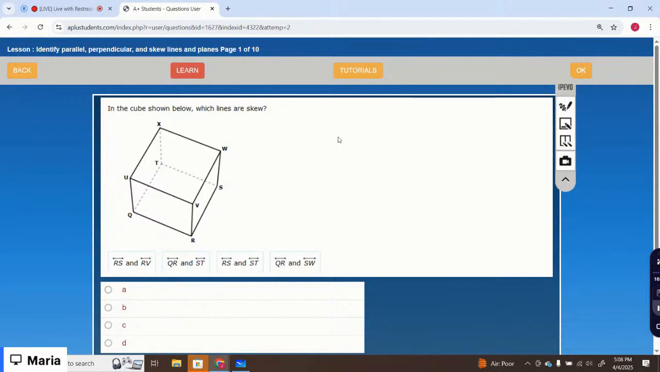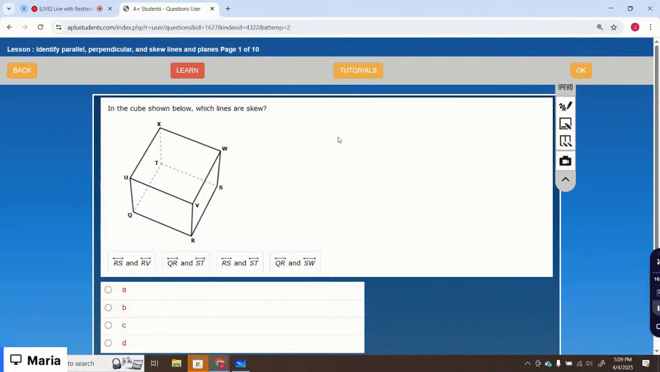RS and RV. No, RS and RV are the intersecting lines. QR and ST. QR and ST are the parallel lines. Now RS and ST. RS and ST are the intersecting lines.